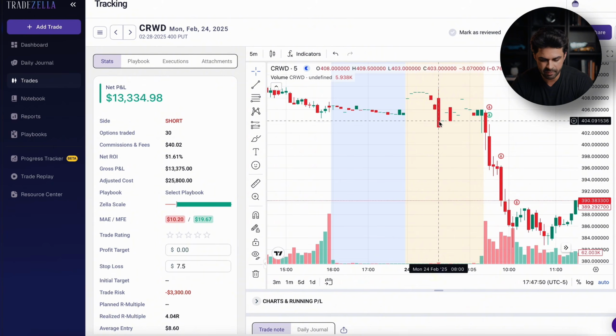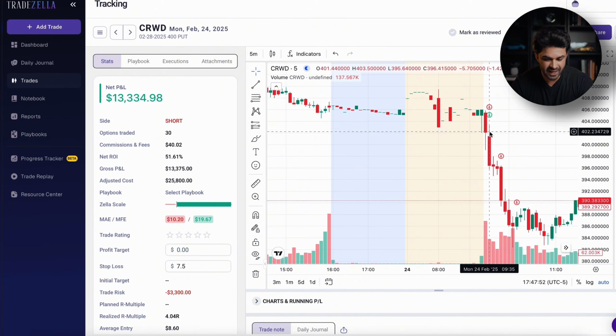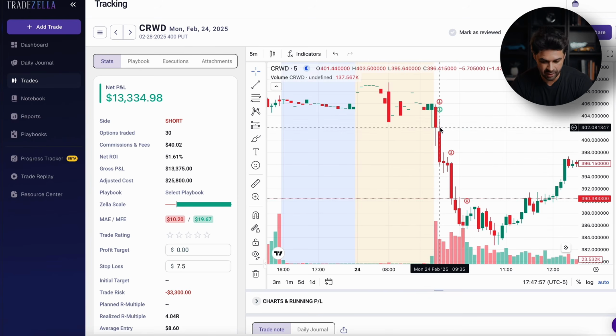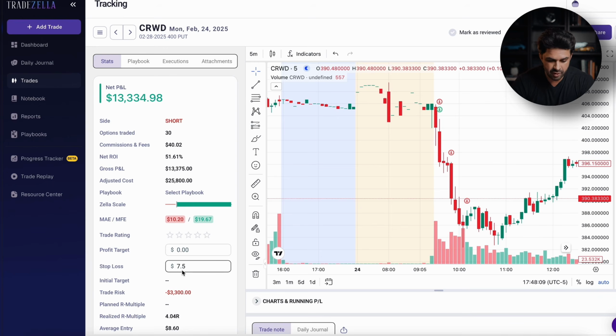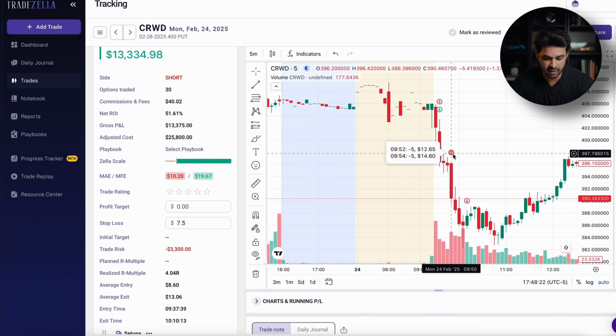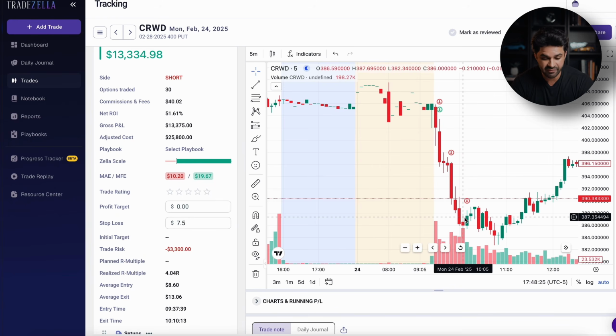You guys can see right here, pre-market, we held that level, so it was not able to take over that 404 level, and we started to push down. Net return on this trade was around 51%. My adjusted cost was around 25,000. And risk was 3,300 based on my stop loss. Entry was around $8.60, and the average exit was around $13.06. The whole time on this trade, it just kept going in that downside direction, so it paid very well.